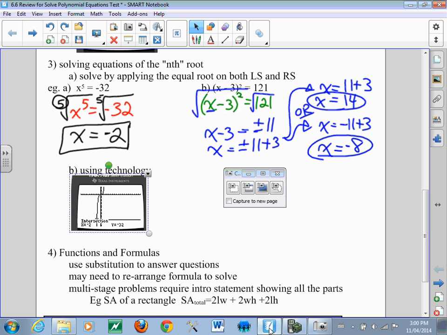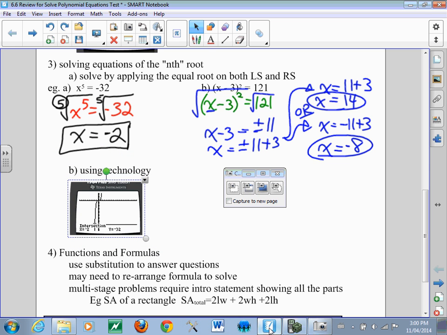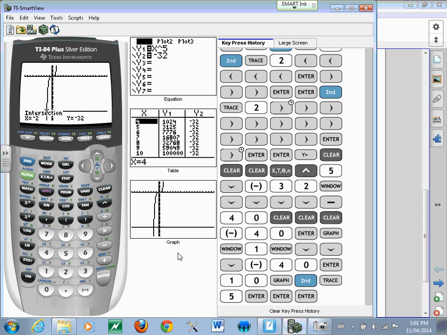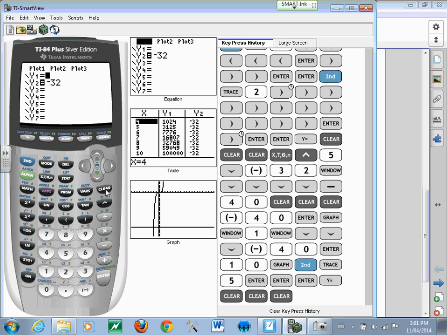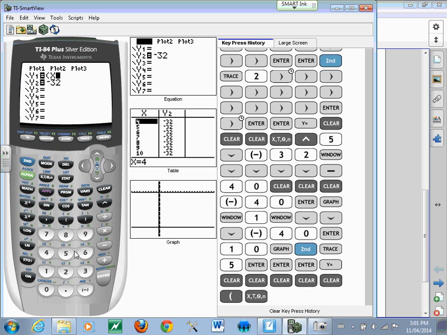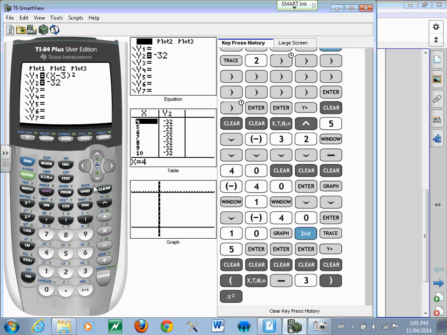Okay, and since it didn't take too long, guys, let's just do the second technology part as well. I'll go back to my equations and change them. For part B, I have opening bracket x minus 3 closing bracket squared, and my second equation I'm going to change to 121.